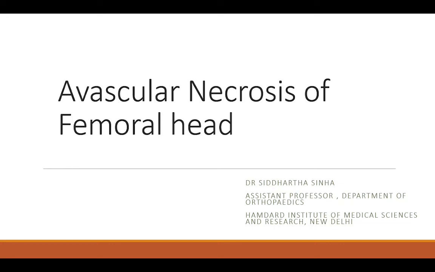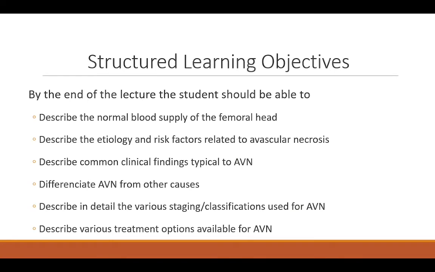This lecture is regarding the avascular necrosis of the femoral head. The objectives of this lecture are that by the end of the lecture, the student should be able to describe the normal blood supply of the femoral head, describe the etiology and risk factors related to avascular necrosis of the femoral head, describe common clinical findings which are typical to AVN, differentiate AVN from other causes, describe in detail the various stagings or classification used for AVN, and describe the various treatment options which are available for patients with AVN.